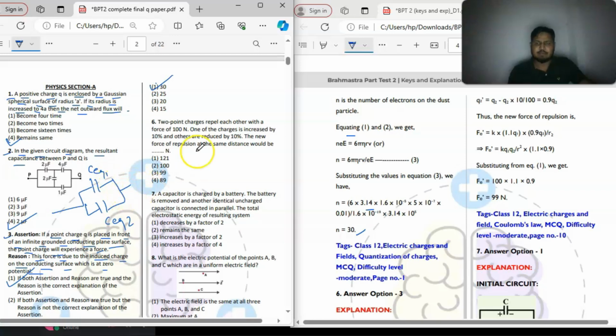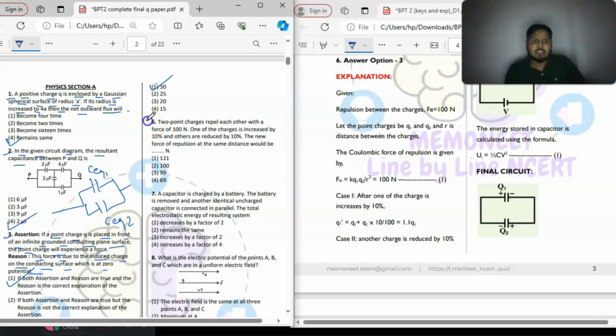Okay. Now move to the next question. The question is that two point charges repel each other with a force of 100 Newton. One of the charges is increased by 10% and the other is reduced by 10%. The new force of repulsion at the same distance would be? We have to find the force. So here we have to apply Coulomb's law.